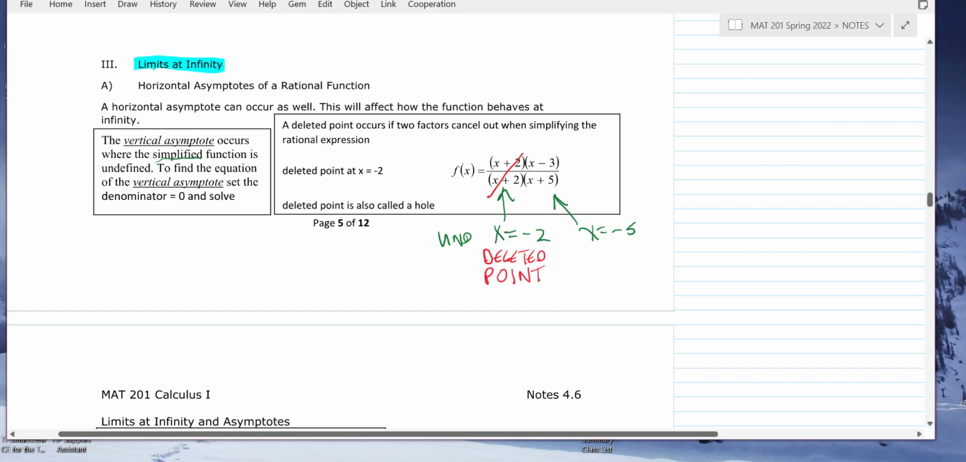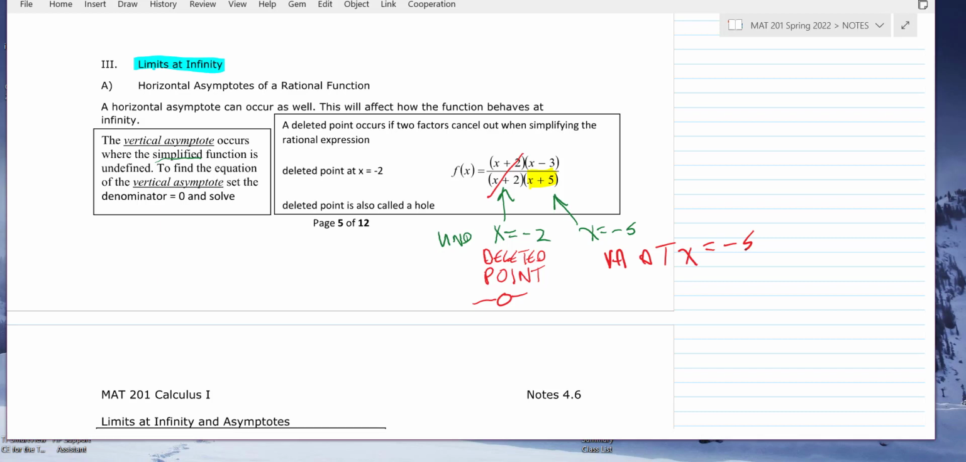It's like a bubble in the graph, and typically you'll have a bubble, and then the left and right-hand limit will come together on that. The one that's left over is the vertical asymptote. Okay, so we'd say we have a vertical asymptote at x equals -5. Okay, and we looked at that situation in the first part of the video. So what we're going to focus on next is horizontal asymptotes.